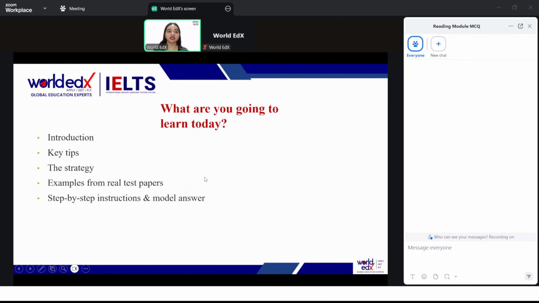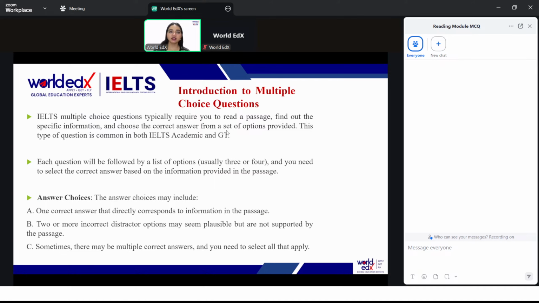So what kind of approach shall we take in order to do such questions? All of that will be discussed in today's session. So let us quickly have an overview. What are we going to learn today? The first is the introduction. Then we have some strategies that we have to keep in mind, some key tips, and structure and some model answers as well. So let's start.